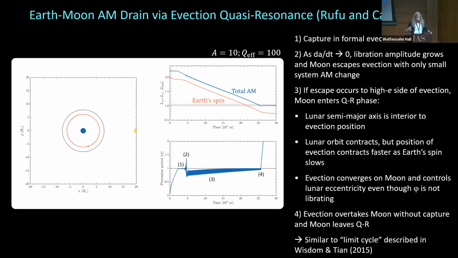So initially, the moon's orbit is inside evection. It tidally evolves outward. And you can see that during that interaction, the angular momentum of the Earth-Moon system is constant. The moon encounters evection, and it's captured in it.